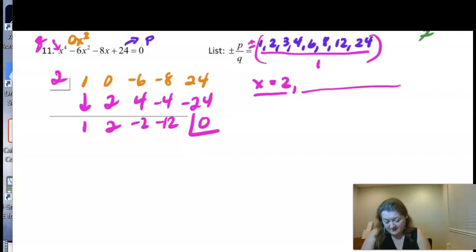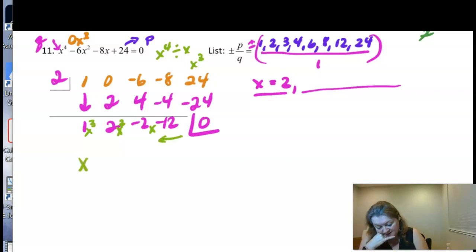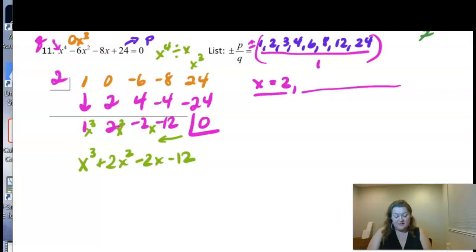out there. And if I started with an x to the 4th, and I divided out an x, I still have an x to the 3rd problem left. So this is 1x to the 3rd, with an x squared with a single x. And again, if I start and go this way, that makes sense. No x for the 12, a single x for the 2, then an x squared, then an x to the third. So I am left with x to the third plus 2x squared minus 2x minus 12 is my remaining amount that I'm still trying to factor.